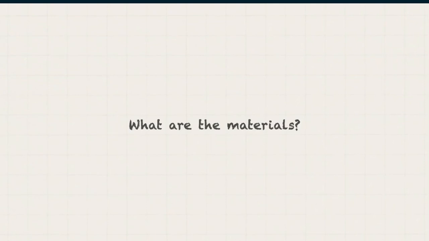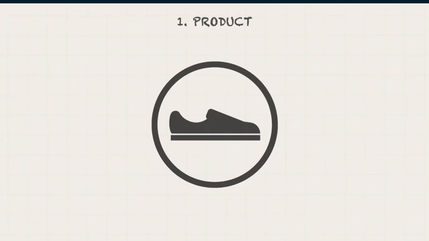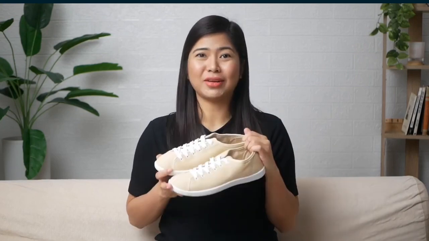Next, what are the materials that you will need to do the class project? First, a product to photograph. It could be your product, a client's product, or any product that you recently bought. For example, for me, I will be photographing this new pair of shoes that I bought last month as my subject. Next, you just need a source of light.